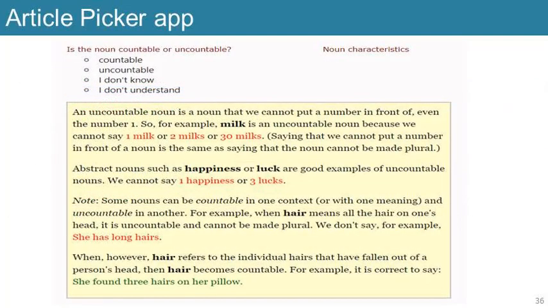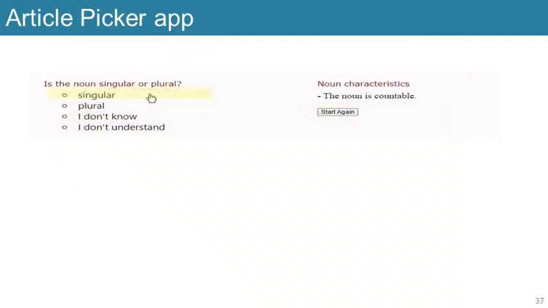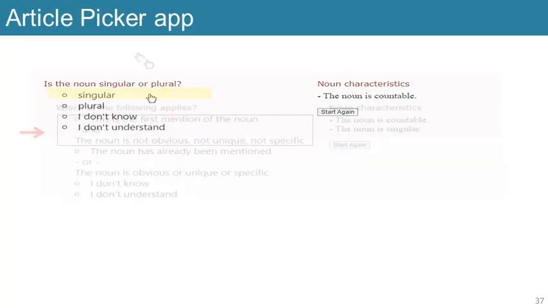If you don't understand the concept of grammatical countability, then you can click to get an explanation and examples as shown here. Okay, let us suppose that the noun in its context is countable. Now you need to determine whether it is singular or plural. This should be easy enough in most cases.